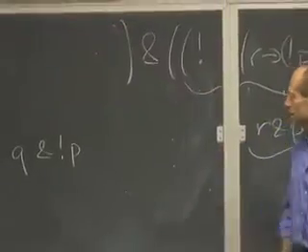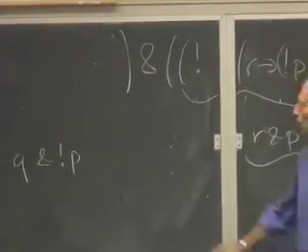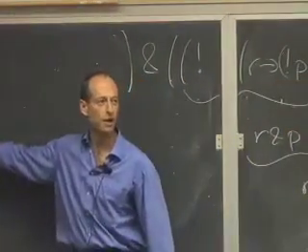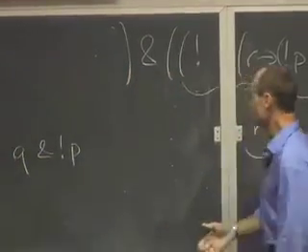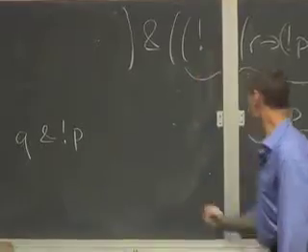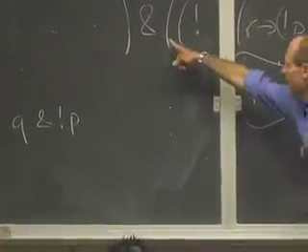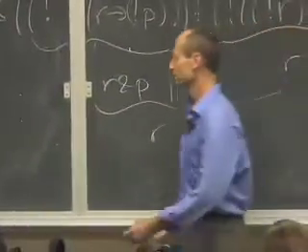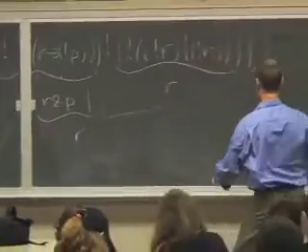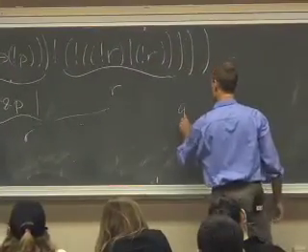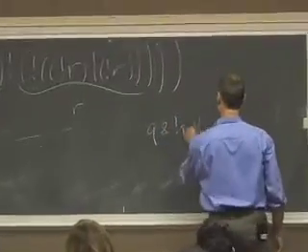Wait, why not Q and not? Well, it's already not Q. We're negating the not Q to make it Q. Right? Okay. So we have Q and not P and R. That's the whole thing. So that whole mess reduced to Q and not P and R.